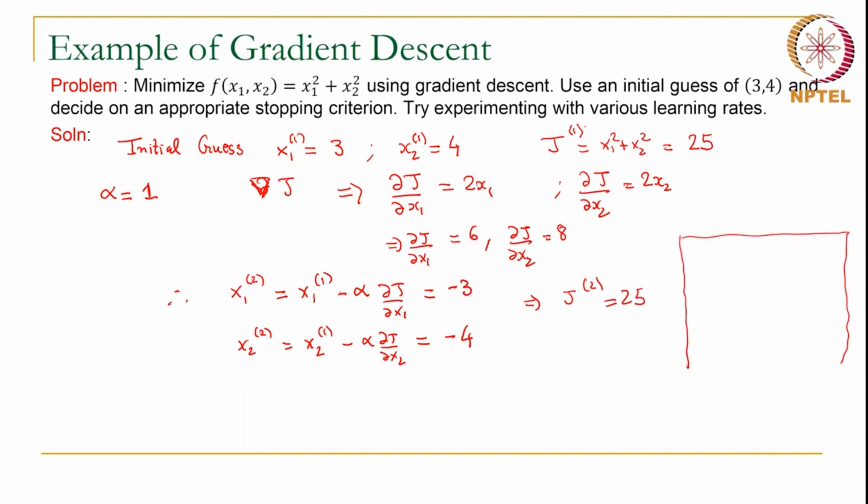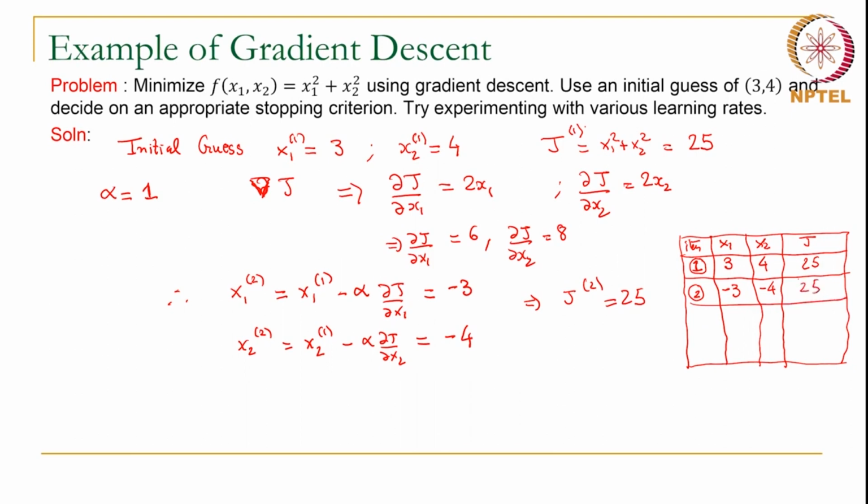So we can make a quick table. This is the iteration number, x1, x2, and let's make J. It oscillates between 3, 4 and minus 3, minus 4. Correct. So the first iteration was 3, 4. This was 25. Second iteration we just saw is minus 3, minus 4. Now if you put minus 3, minus 4, you will get minus 6 and minus 8 as del J del x1 and del J del x2. Put that back. You will get minus 3 minus 2 times minus 3, so you will get plus 3. Minus 4 minus 2 times minus 4, you will get plus 4. So at third iteration, you will get 3, 4 again.